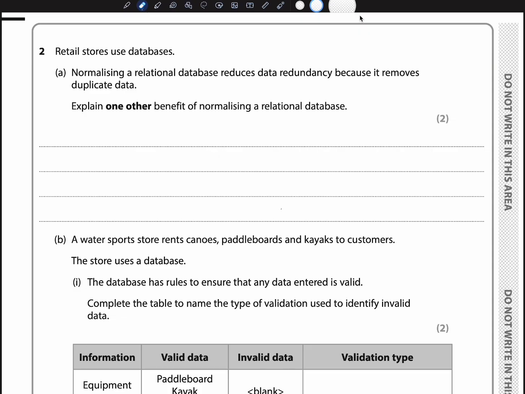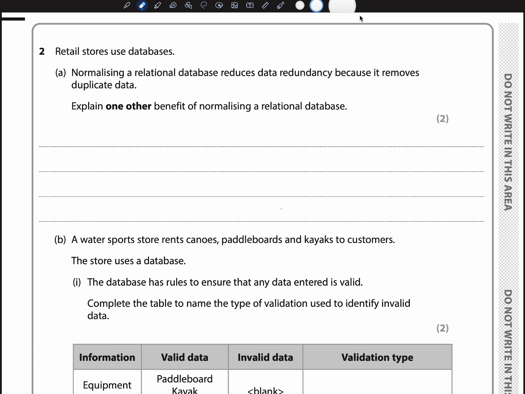Retail stores use databases. Normalizing a relational database reduces data redundancy because it removes duplicate data, right? So there is less chance, or besides that, there is no chance that any duplicate data will be there. So explain one other benefit of normalizing a relational database.